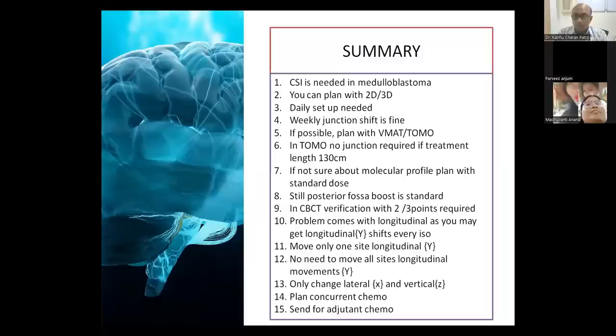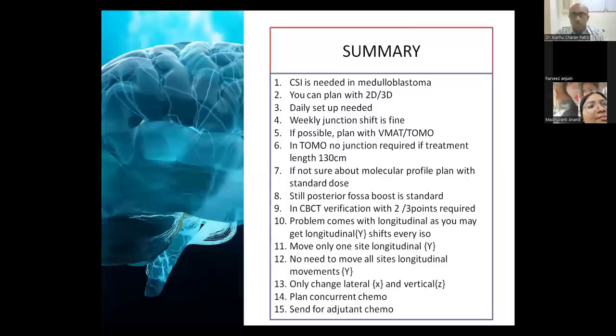When you are planning with a VMAT plan, there will be 2-3 junctions. When you take two to three CBCTs or portal images, there will be a junction at every setup with a longitudinal shift. So don't do the longitudinal shifts. Only at one junction do you shift longitudinally. At the other junctions, you do the X and Z shift, vertical shift and lateral shift.